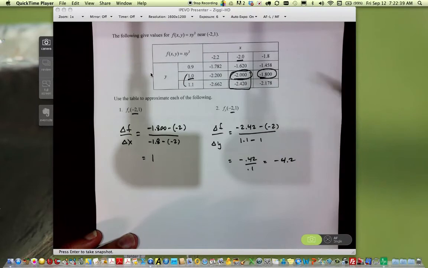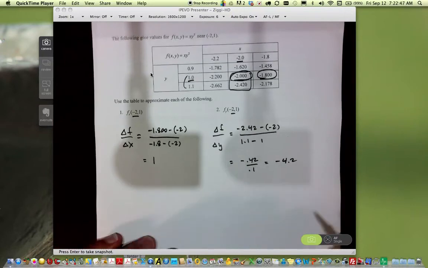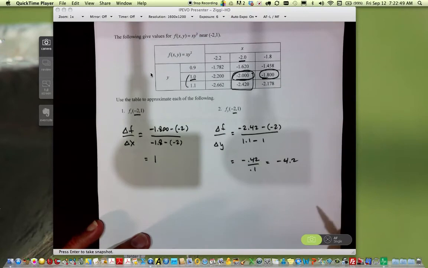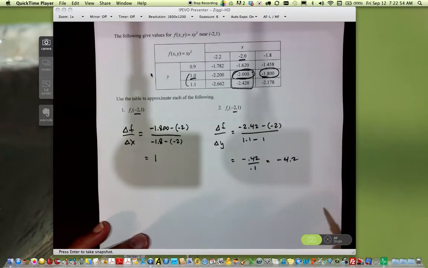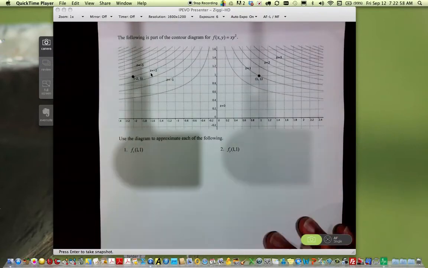We're going to find out that if the function is not a plane, then it's not necessarily true that the rate of change stays constant. It could change from one point to another, like we saw here. All right, so that's using a table to find partial derivatives, or to approximate them. The next thing I want to look at is how would we do this graphically?